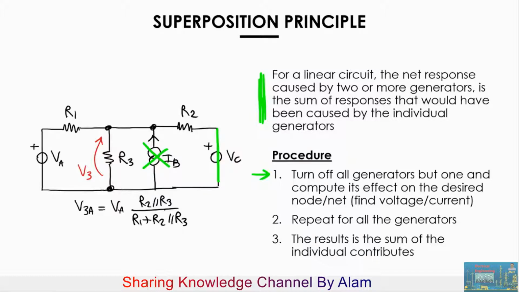Now that the calculation of the contribution of one of the generators is complete, we can move on to the next one, till we have considered all the generators in the circuit. At the end of the procedure, the final result for V3 will be given by the sum of each of the contributions. So V3 will be equal to V3A plus V3B plus V3C.